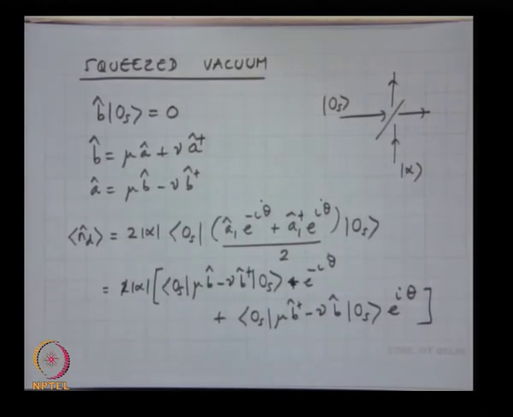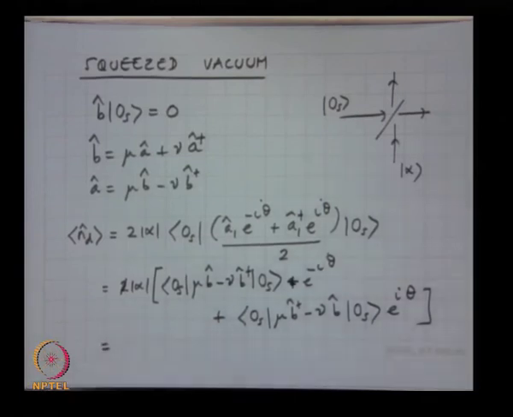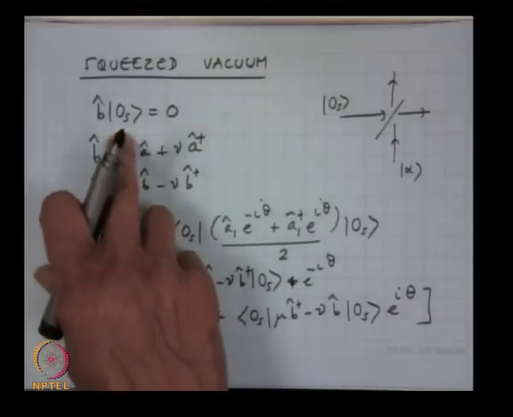I am assuming mu and nu to be real, just for simplicity. What is the value of this? b times the vacuum is 0, b dagger times the vacuum is 0, so this is 0. No signal. The difference signal gives me 0. This is squeezed vacuum. Please note, we have discussed earlier, squeezed vacuum is not empty. There are photons in squeezed vacuum, because if you calculate the expectation value of a dagger a in the state, it's finite.